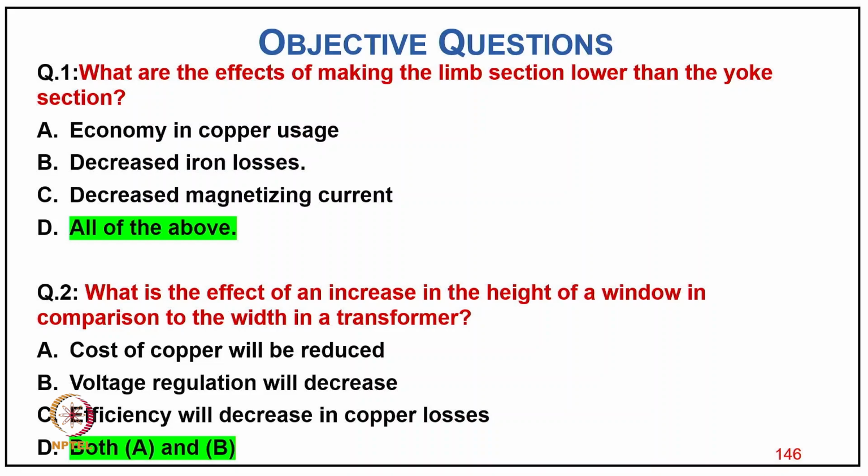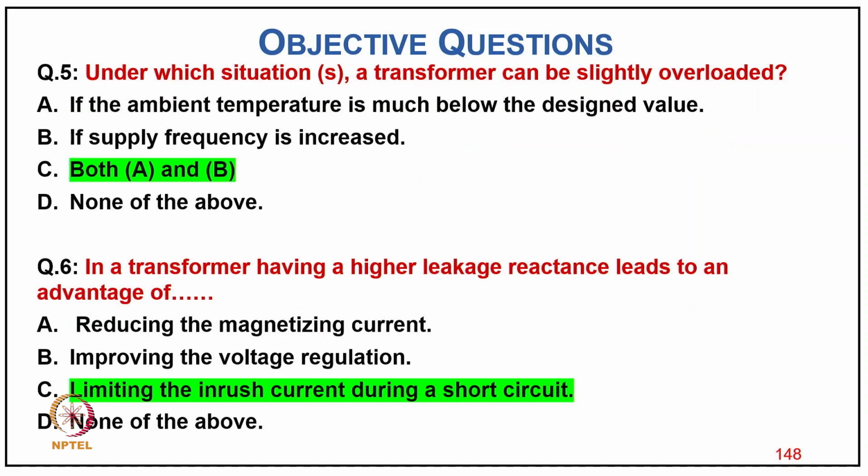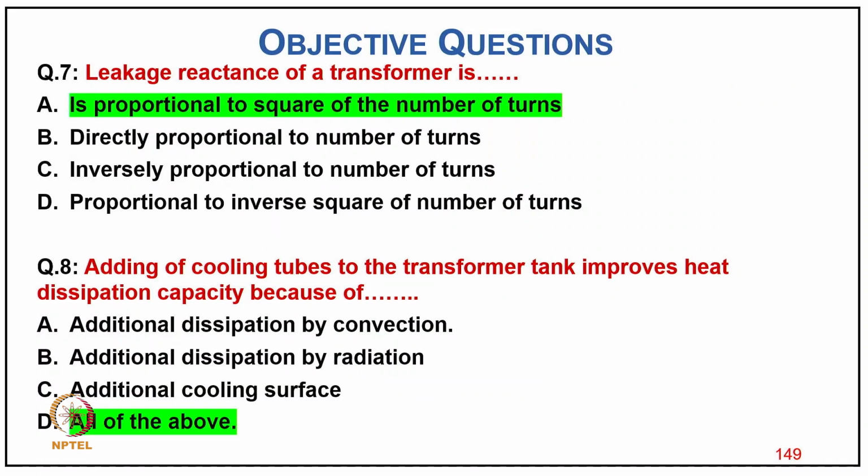Typically the cost of copper is reduced, as well as the voltage regulation is decreased. Hysteresis loss is decreased when the thickness of lamination is increased by 10%. With a rise in supply frequency, copper loss remains unaffected. A transformer can be slightly more overloaded if the ambient temperature is much below the design value and if the frequency is increased. A transformer having a high leakage reactance limits the induced current of the circuit.